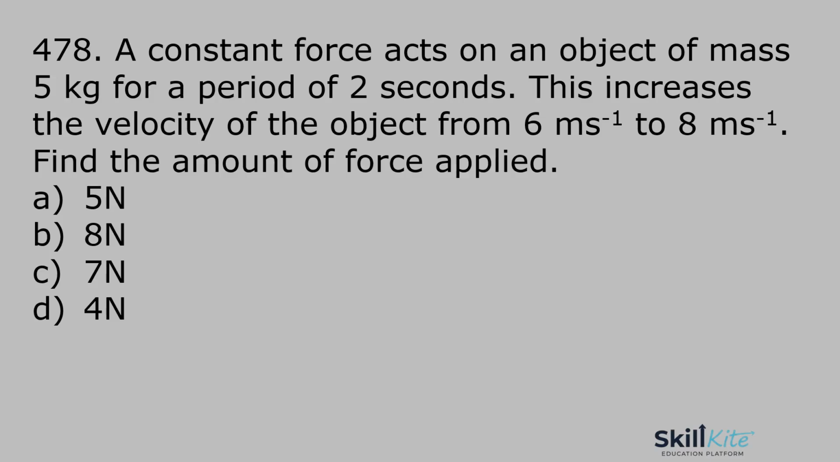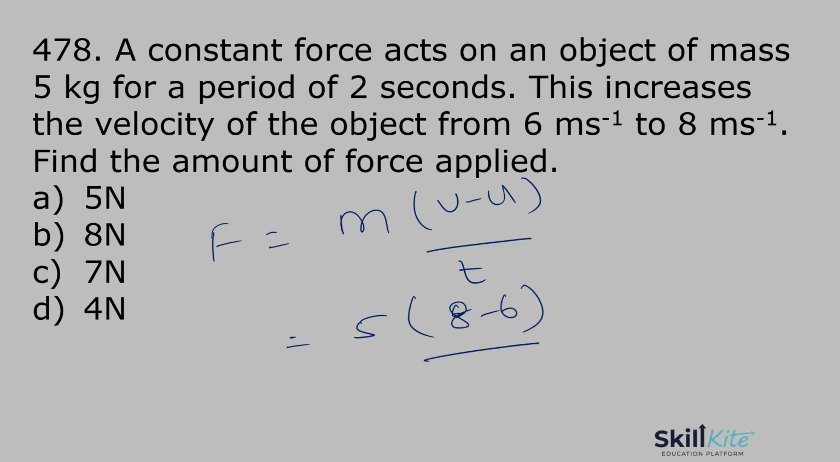A constant force acts on an object of mass 5 kg for a period of 2 seconds. This increases the velocity of the object from 6 meter per second to 8 meter per second. So find the force. Mass into (V minus U) by T. Mass is 5 kg, V minus U is 8 minus 6, by 2 seconds. Okay, so it is 5 newton is the answer. Okay, option A.